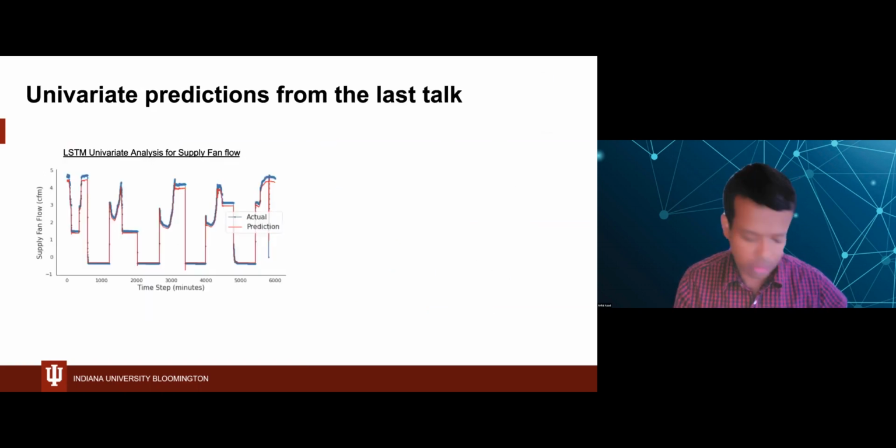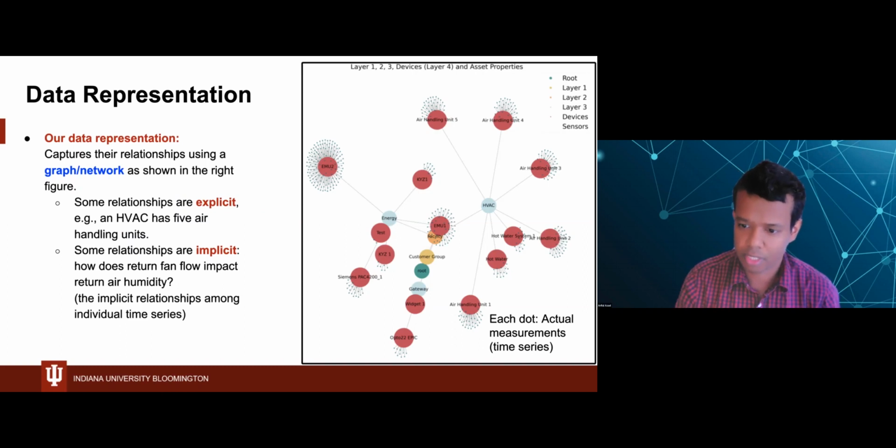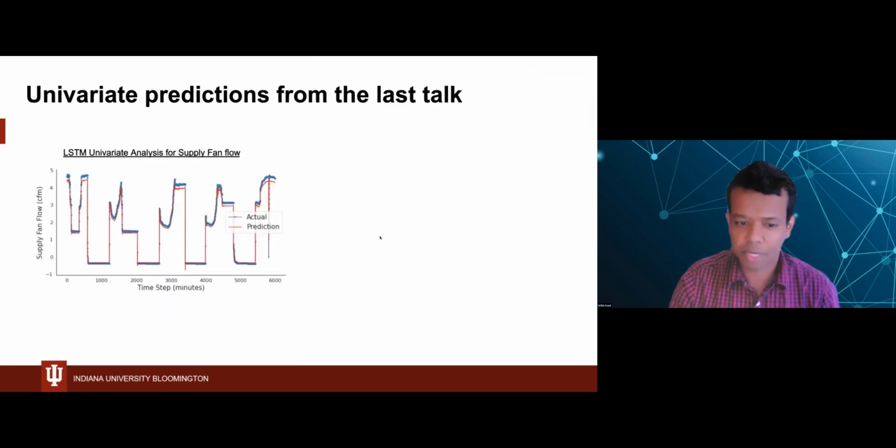So in the last presentation that we presented last year, we discussed each time series as an independent entity. That means we did not consider all the connections that we can represent in this graph. And in that talk, we discussed some results. For example, here, one recurrent neural network-based prediction of supply fan flow. This blue line represents the actual measurement from the device, and the red line represents the prediction from the machine learning model, LSTM model in this particular case.